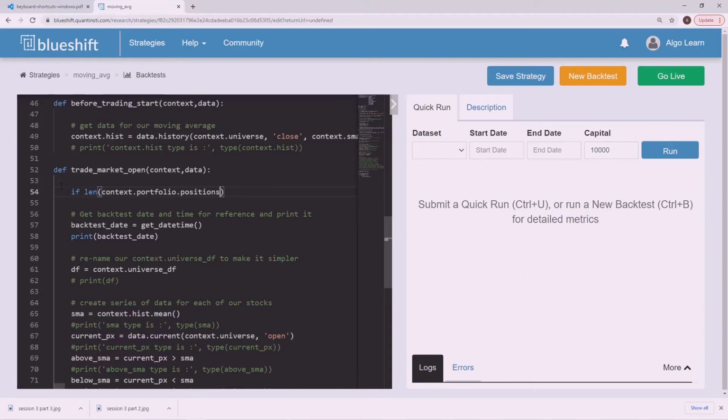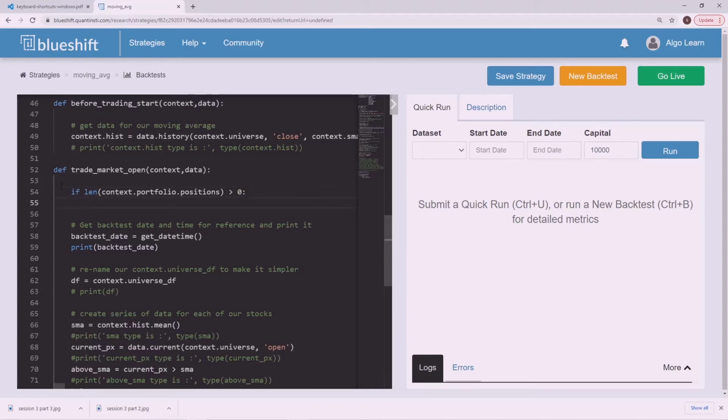And so if we have, say, 10 positions, well, len of context portfolio positions will tell us 10. It will return 10. If we have 1 position, it's going to return 1. If we have 0 positions, it will return 0. So if it's greater than 0, that means we have stocks in our portfolio that we've actually purchased or sold short, and they're there.